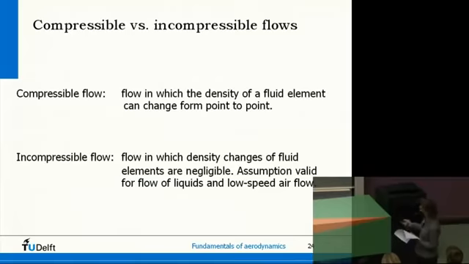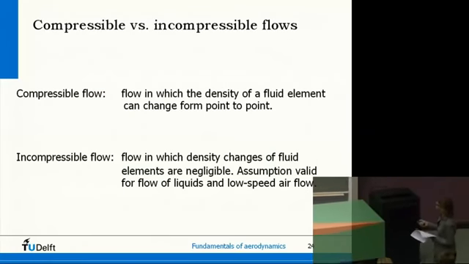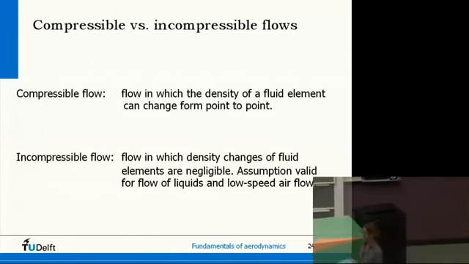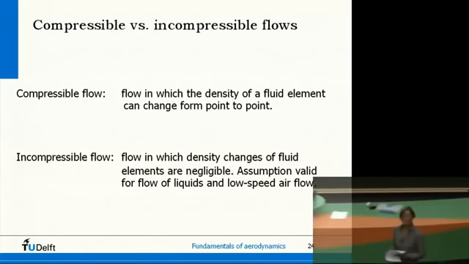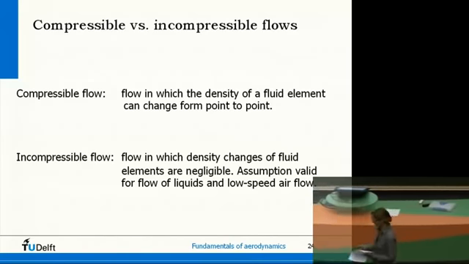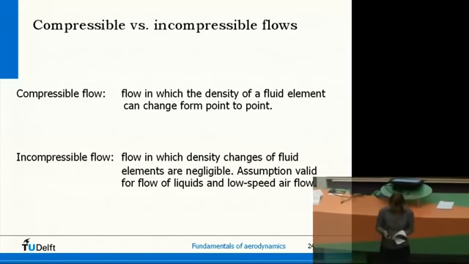So here, compressible versus incompressible flow. Compressible flow where we have fluid elements where density can change from point to point. However, in incompressible flow, we assume these density changes to be negligible. And it's valid for liquids and low-speed airflow below 100 meters per second. Any questions about this? Okay, then we'll practice after the break and continue. Thanks.